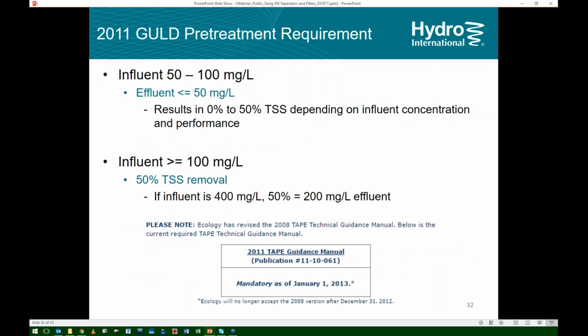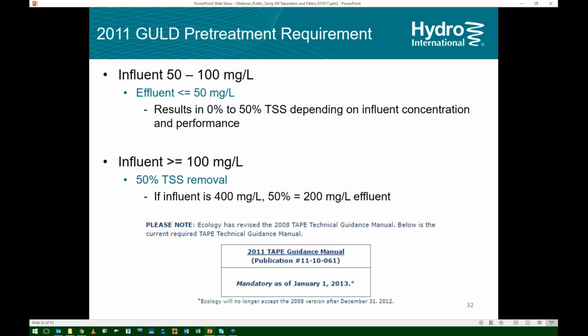it requires, if the influent is coming in at 50 to 100 milligrams per litre, and remember we're protecting a filter downstream, the effluent has to go out at less than or equal to 50 milligrams per litre. So if it's coming in at 50 and it's going out at 50, you can have 0% removal, but technically you've passed the test because it's not going out at greater than 50 milligrams.